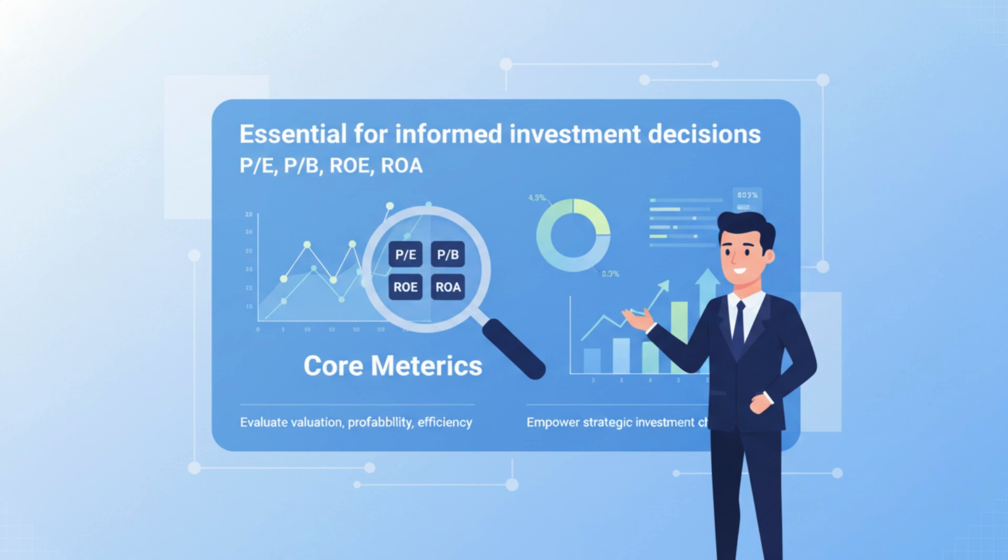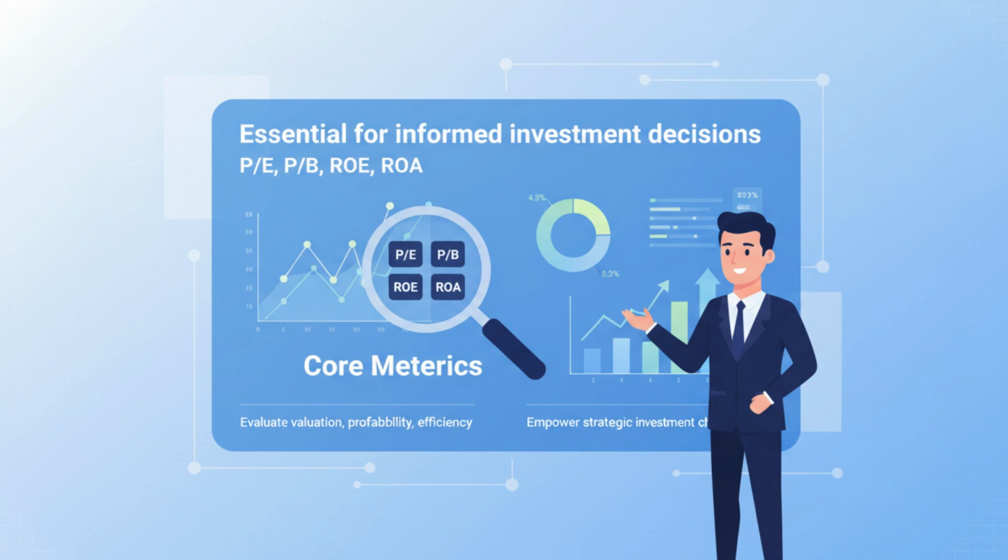Let's begin with one of the most widely used valuation metrics, the price to earnings, or PE ratio. This ratio fundamentally tells us how much investors are willing to pay for each dollar of a company's earnings. It's calculated by taking the market price per share and dividing it by the earnings per share, EPS.